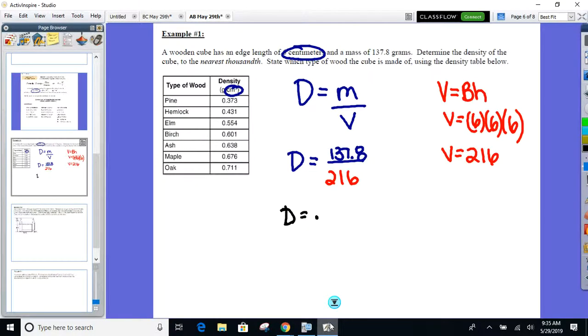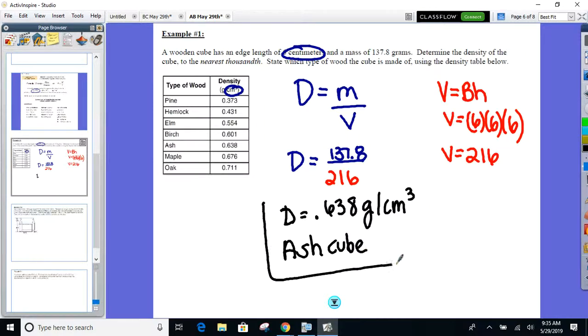Nearest thousandth. What do we have? Point 6 3. I have that 9 rounding the 7 up to an 8, right? Yep, and then it's grams per centimeter cubed. What type of cube do I have? I got an ash cube, right? 0.638, ash cube. Yep, got to still say that because that's part of the problem. Find the density. Find what type of cube I have. Regents question right there.